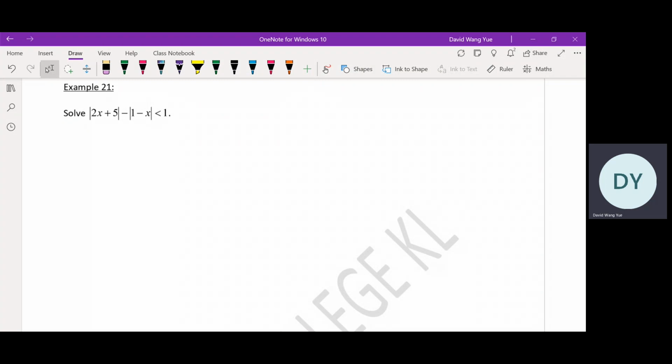Okay, this is example 21. Okay, the question that we couldn't finish just now because of technology issues. Basically what we can do is we know that there are two absolute value functions.